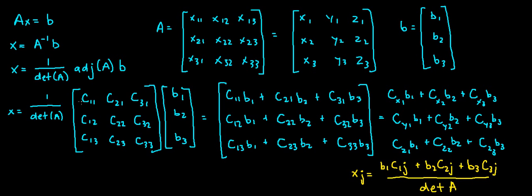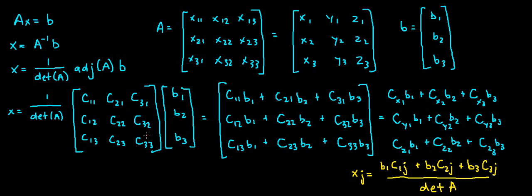I can find the adjoint of A easily enough. Just make a cofactor matrix and then turn it like this. That's the adjoint. So the adjoint is equal to c11, c21, c31, c12, c22, c32, c13, c23, c33. The columns are now the rows, and the rows are now the columns. And this is going to be multiplied by b1, b2, and b3.